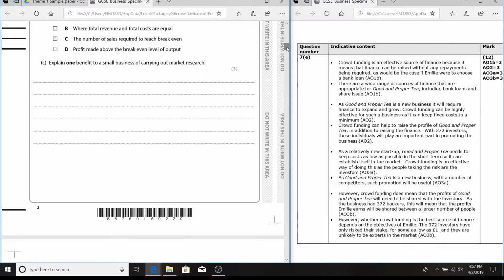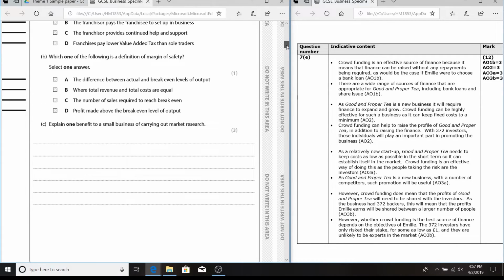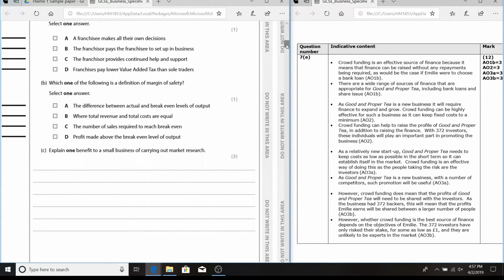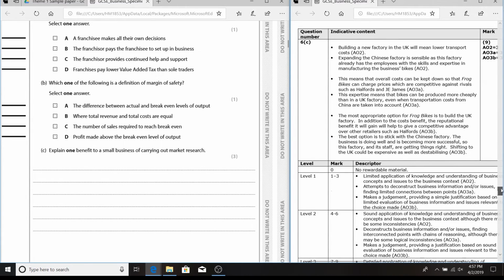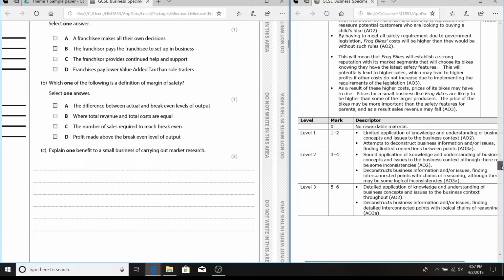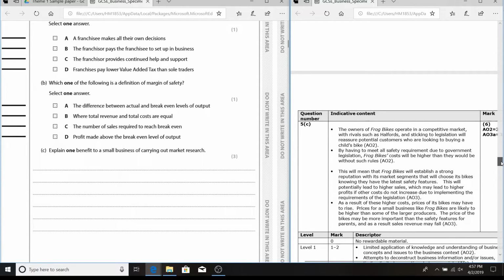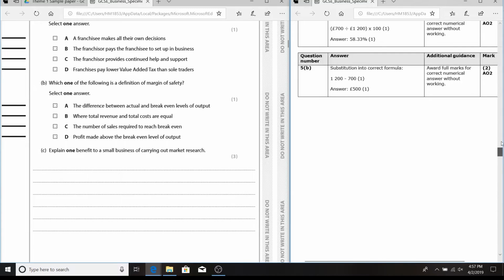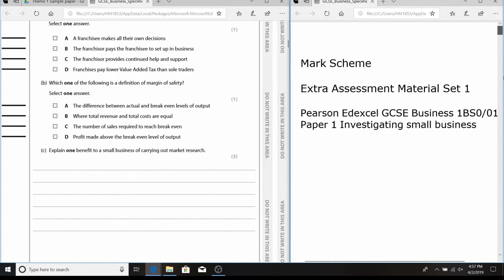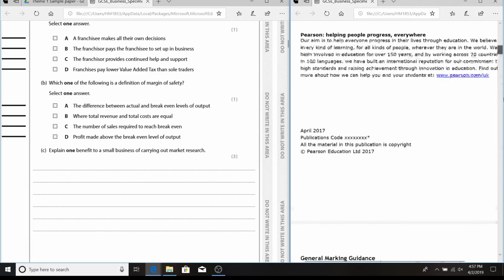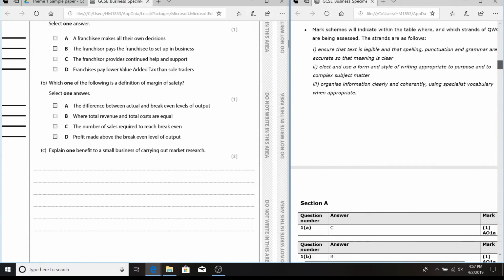Explain one benefit to a small business carrying out market research. So question is, can you answer that 1C question in 9 words or less? You wouldn't be able to do it in less than 9 words. I've never seen anything less than 9 words, okay? But certainly some of my students can write 3-mark answers in 9 words. Go on, give it a crack.